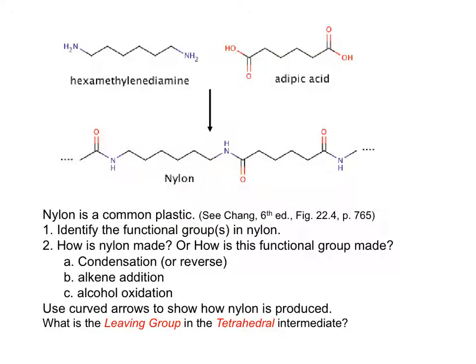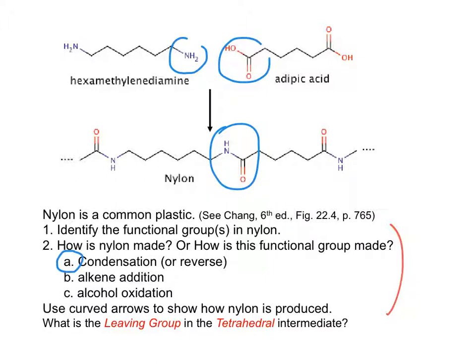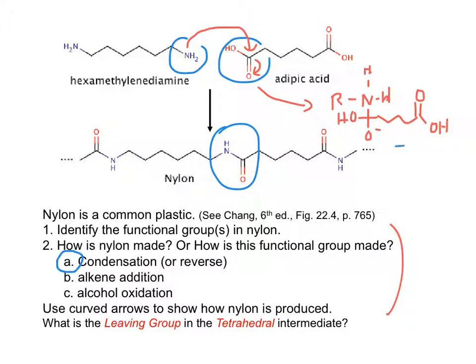Let's take a look at how nylon is made in more detail, so stop the video and answer these questions. So in this reaction, an amine reacts with an acid to form an amide functional group. This is called the condensation reaction because water is another product. And use curved arrows to form this tetrahedral intermediate, and note that the leaving group, which needs to be made into a better leaving group, is this one, and that'll form the product.